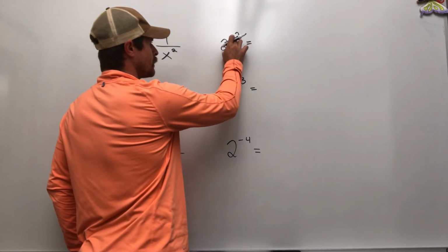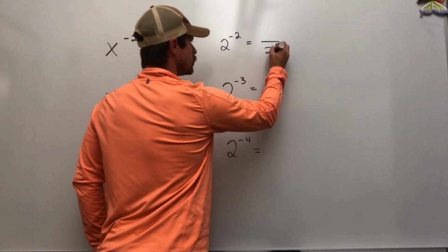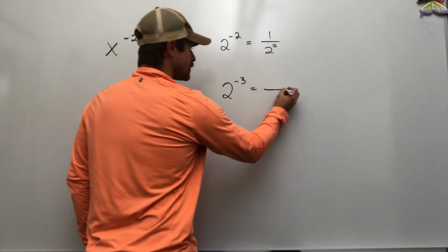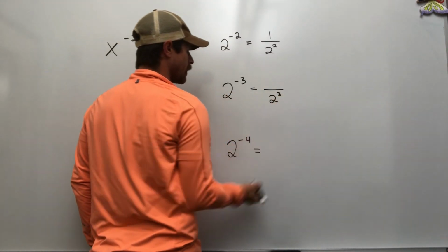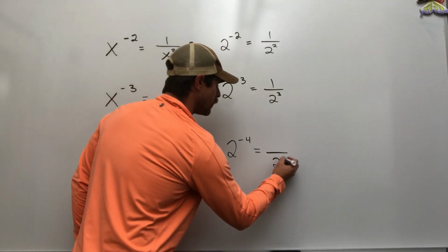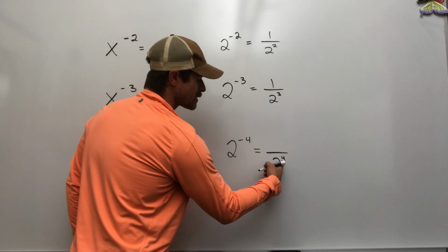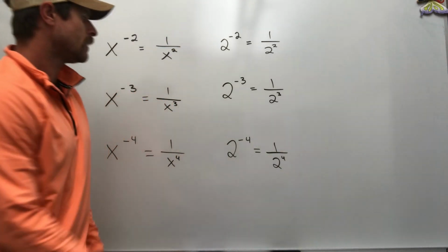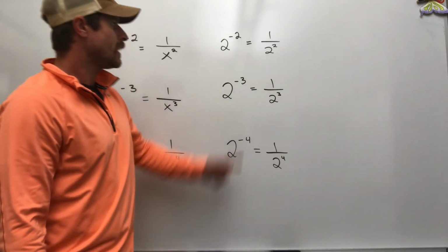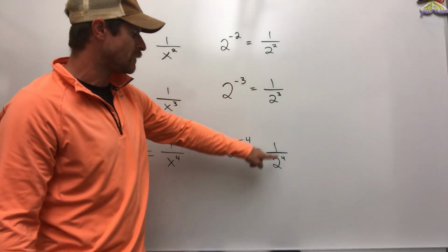So 2 to the negative second power would go on bottom as 2 to the second power with a 1 on top. 2 to the negative third power means take that information, put it down on the bottom with a 1 on top. And 2 to the negative fourth power says put that information on the bottom. Again, now it's a positive exponent with a 1 on top. So if you look at these rules here, we've just followed these step by step. And now we can simplify the bottom of each fraction.